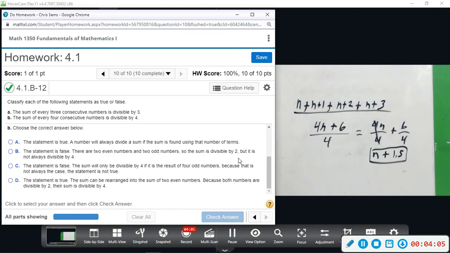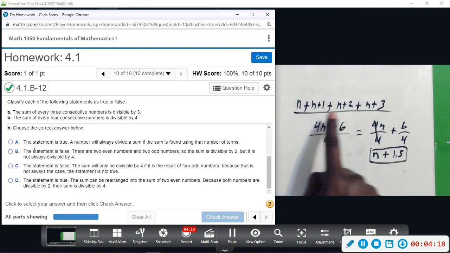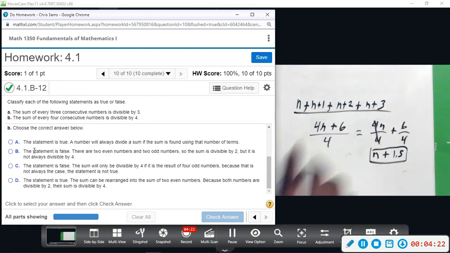So the sum is divisible by 2, but not always by 4. And that would be the case. If this is even, this would be odd. This would be even, this would be odd. So the number 2 odds would be even, 2 evens would be even. That number would definitely be divisible by 2. And then we also have false.